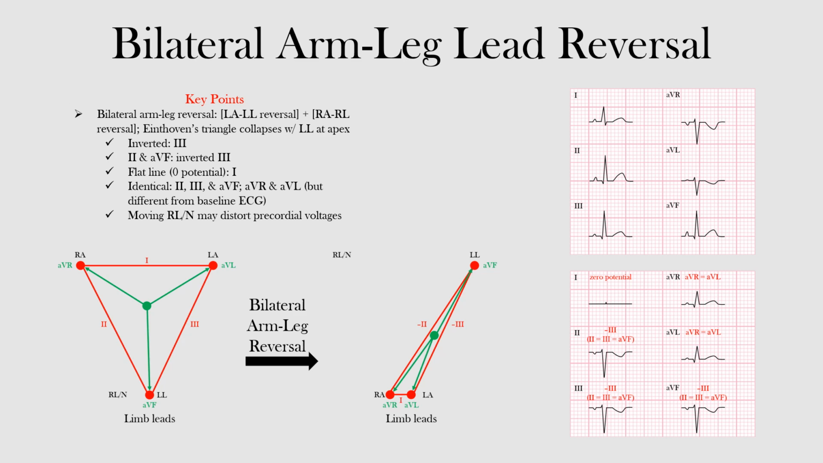It's important to be aware of these accidental misplacements of the limb lead electrodes because they can mimic various pathology, including chamber enlargement, an ectopic atrial rhythm, or even myocardial ischemia and infarction.